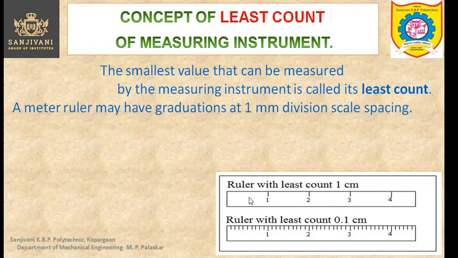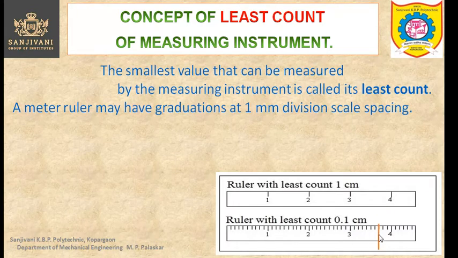So the least count of this ruler is 1 millimeter or 0.1 centimeter. But if you take this other ruler, you will find that there are no markings between 0 centimeter and 1 centimeter. So the least count will be 1 centimeter, because we cannot measure a distance less than 1 centimeter with the help of this particular scale. But with the help of the other scale, we can measure a distance less than 1 centimeter. We can measure a minimum of 1 millimeter.